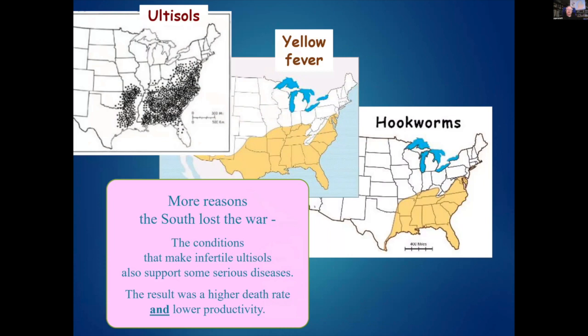Then in the last time, we also mentioned yellow fever and hookworms as possible contributors to why the South lost the war. In fact, one of the medics at the time said a third of the Southern soldiers were not able to run up the hill at Gettysburg because of the disease load that they had within them. Now, I'm not sure whether that is a scientific conclusion, but the South did have a notably higher death rate and a notably lower productivity than the Northern region.